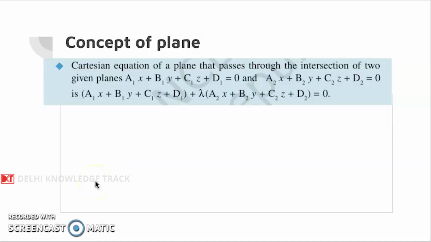We have already seen the vector equation. Now let's see the Cartesian equation of the plane that passes through the intersection of two given planes. The equation of plane 1 is this and the equation of plane 2 is this. If a third plane passes through the intersection of the two planes in Cartesian form, then its equation will be (a1x + b1y + c1z + d1) + lambda (a2x + b2y + c2z + d2) = 0.